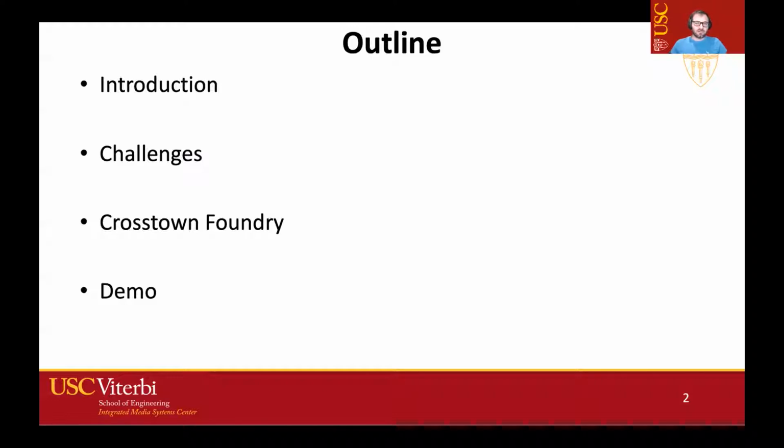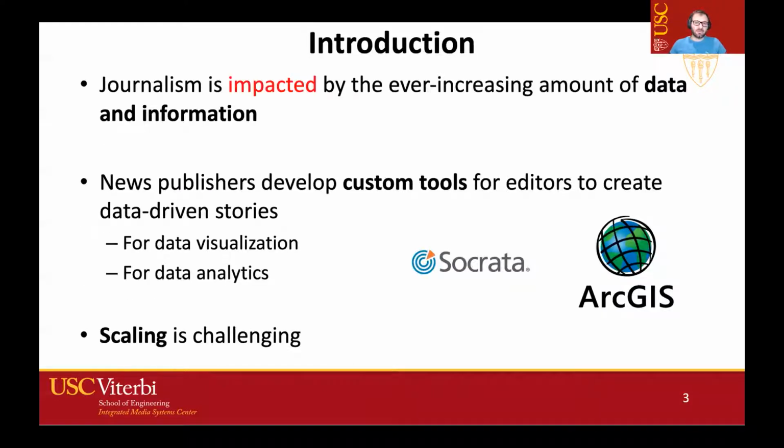So first, let's introduce our problem. Like many other industries, journalism is impacted by the vast amount of data and information available. For example, nowadays we have traffic data, crime data, health data, just to name a few. And news publishers develop in-house expertise to provide editors with data science skills so that they can analyze and visualize this data and create data-driven stories.